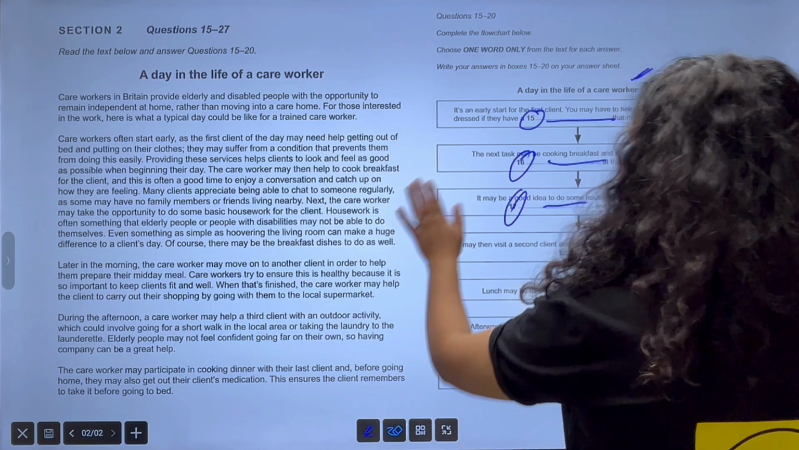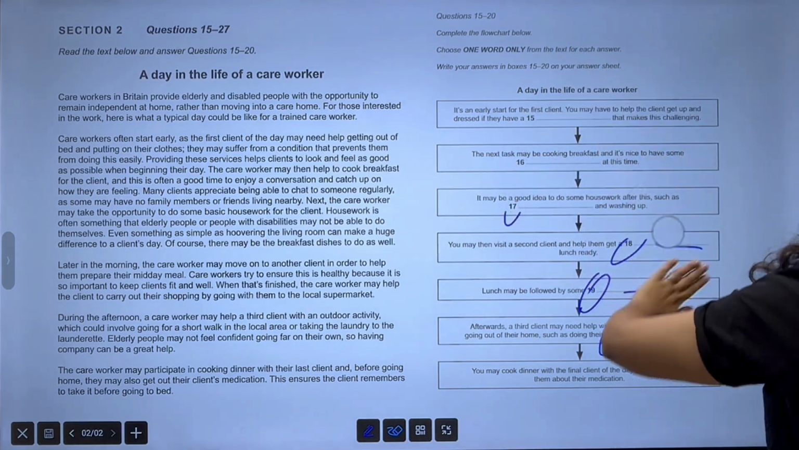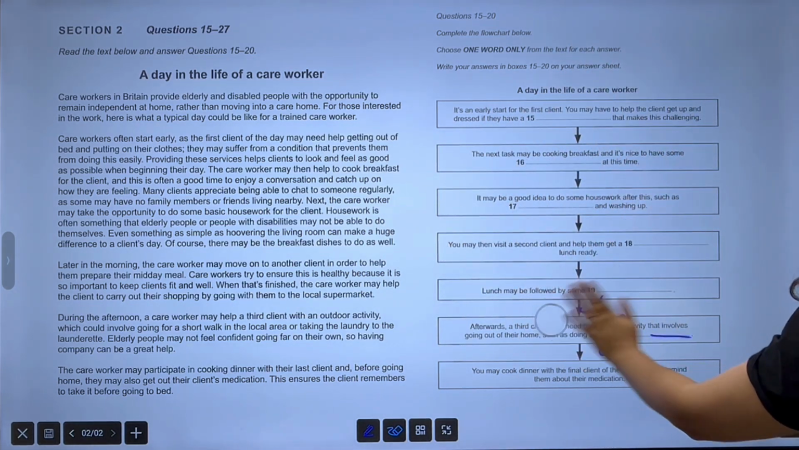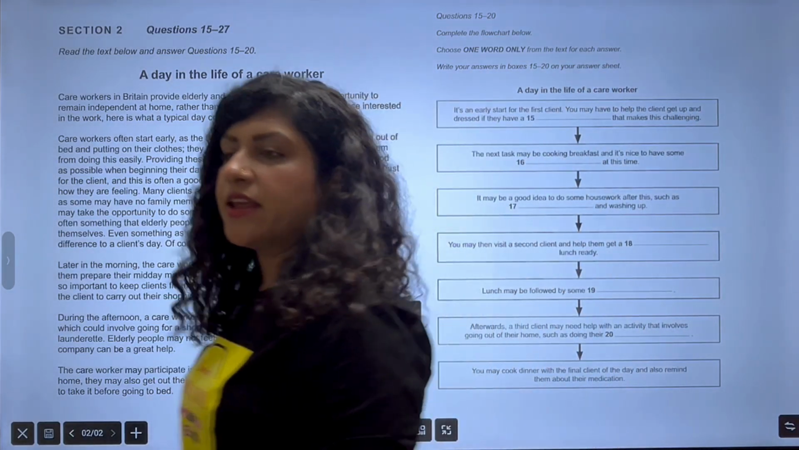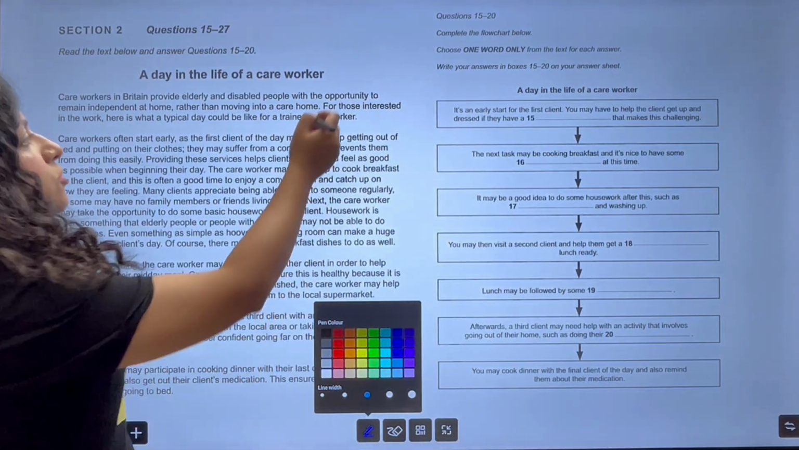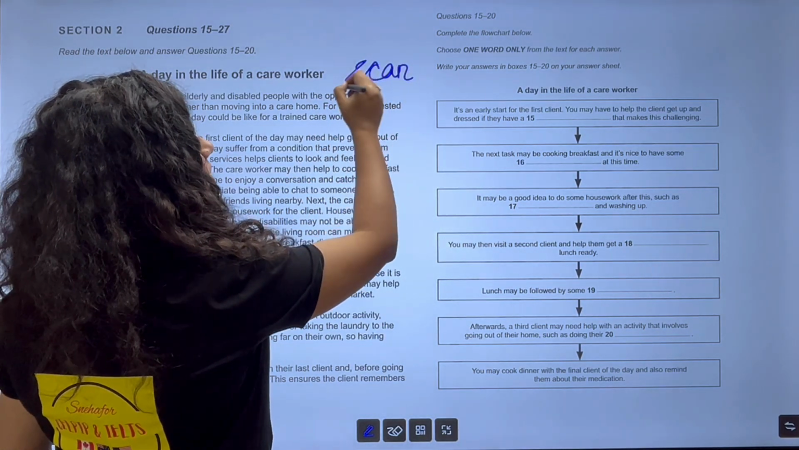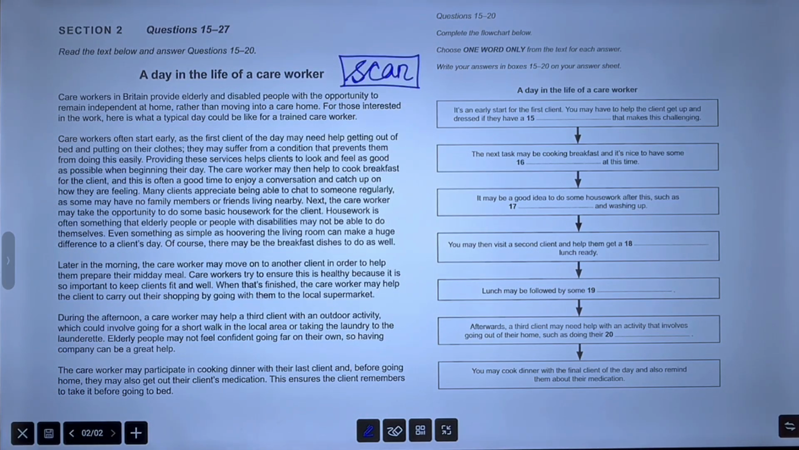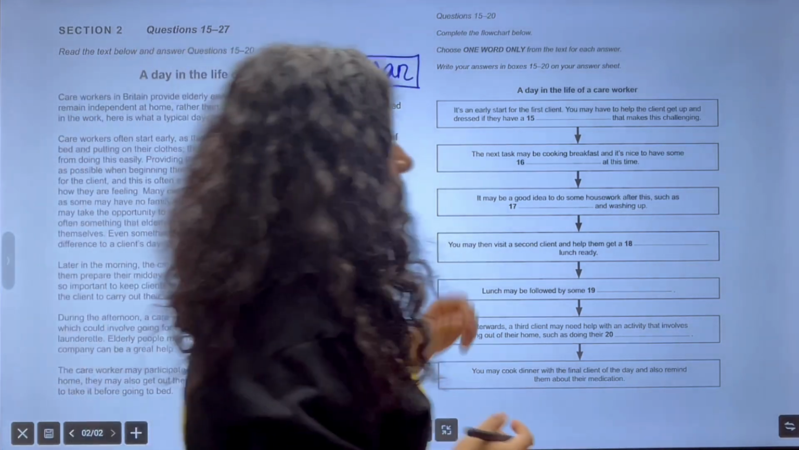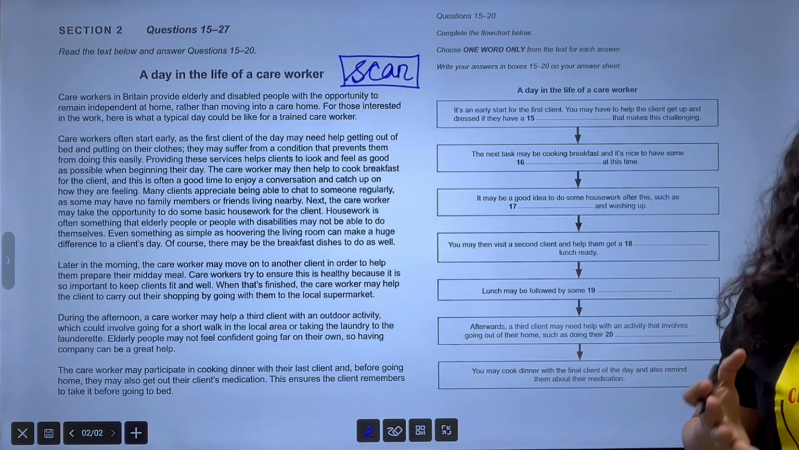Now, talking about the strategies that you have to follow in these types of question. One really important skill that's going to work for these questions is scanning. You should use scanning. And how do we apply it in this particular question type? That's what I'm going to discuss with you today.